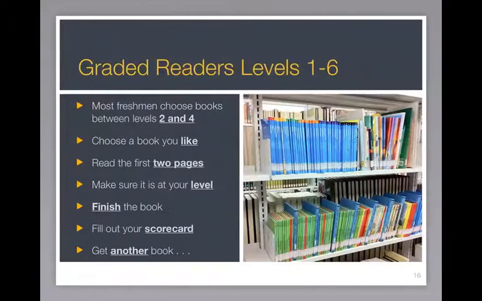There are 6 levels. Most freshmen read between level 2 and level 4, but it's up to you. The most important thing is to choose a book you like. Read the first 2 pages, and if it's at your level, finish the book. There's a scorecard you must fill out to get credit for the assignment. And then you can return the book and get another book from the library.